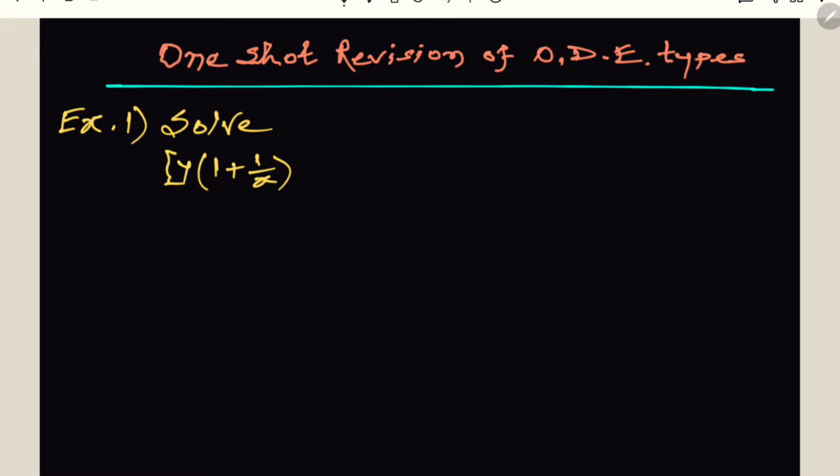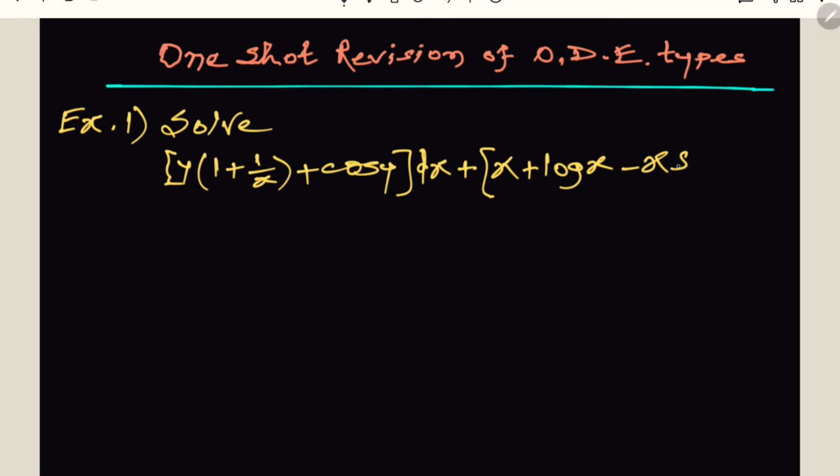Example number 1, solve the differential equation y multiplied by (1 plus 1 by x) plus cos y into dx plus (x plus log x minus x sin y) into dy is equal to 0. Let us try to solve this problem.